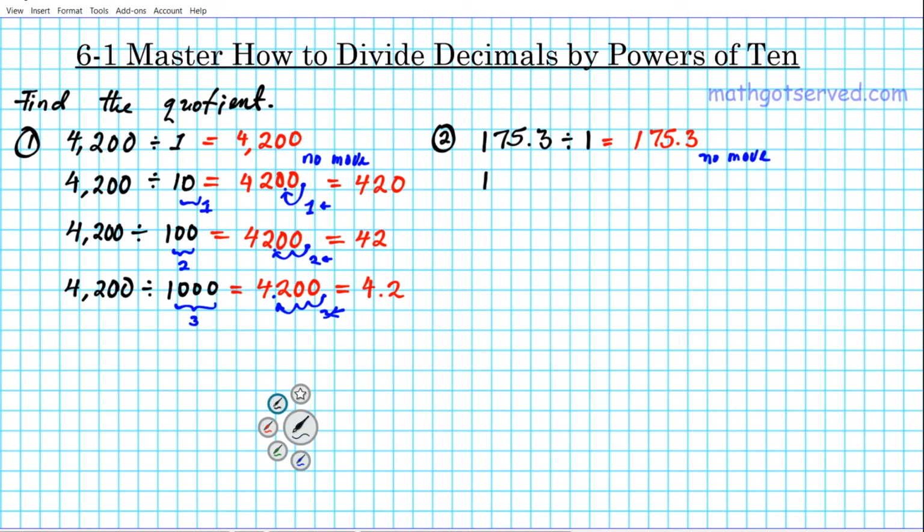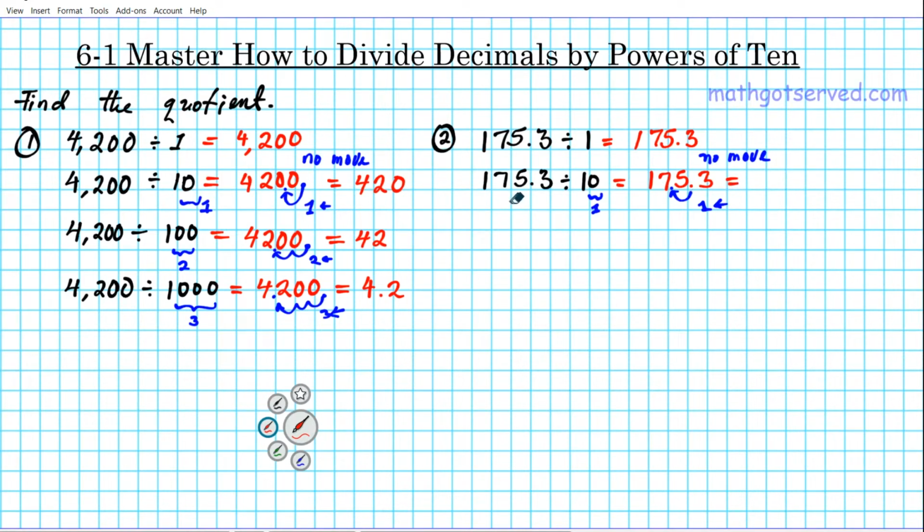What if we have 175.3 divided by 10? Now we have 1 zero. What's the answer going to be? We're starting with 175.3. Since we're dividing by 10, and 10 has just 1 zero, what does that mean? Our decimal point will move one place to the left. Remember, when you're dividing by powers of 10, the result gets smaller. The decimal point moves to the left. When you carry out that move, our final result will be smaller than our original.